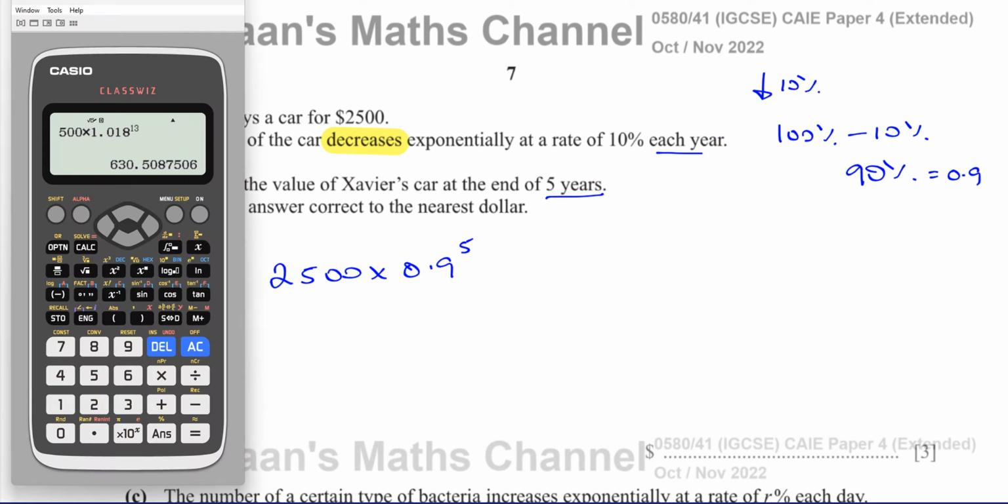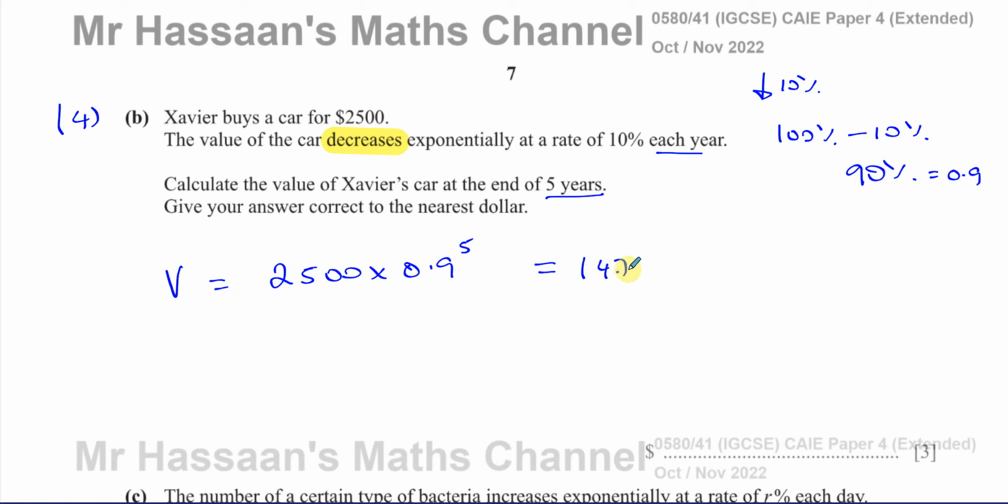So we take the calculator. You have 2,500 times 0.9 to the power of 5, and you have your answer, which is going to be 1,476.225.